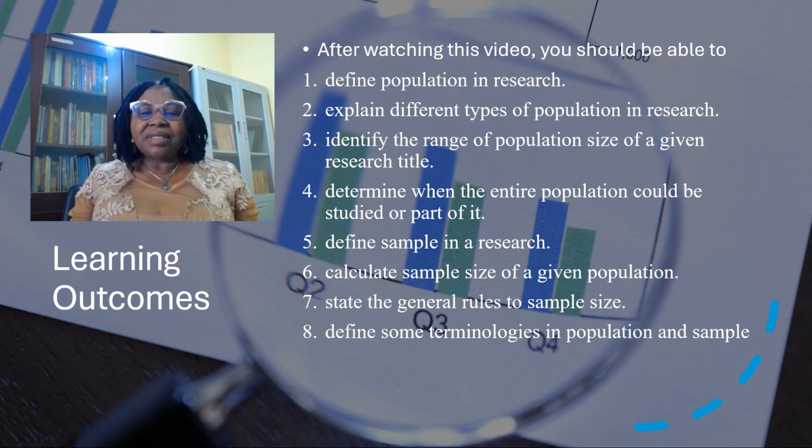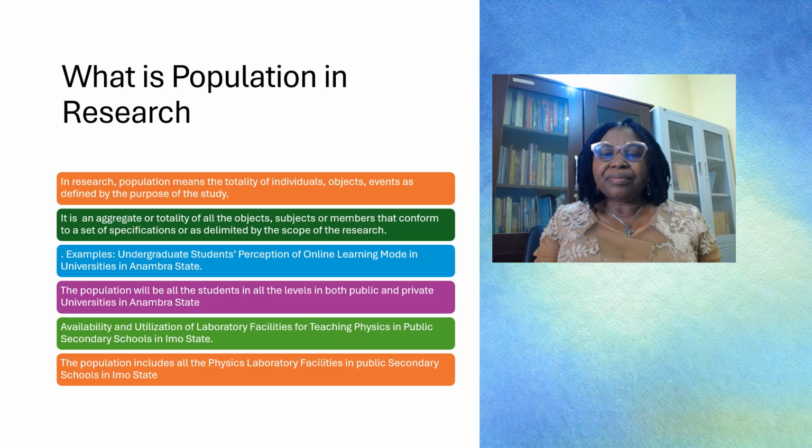Our learning outcomes are, after watching this video, you should be able to define population in research, explain different types of population in research, identify the range of population size of a given research topic, determine when the entire population could be studied or part of it, define sample in a research, calculate sample size of a given population, state the general rules to sample size, define some terminologies in population and sample.